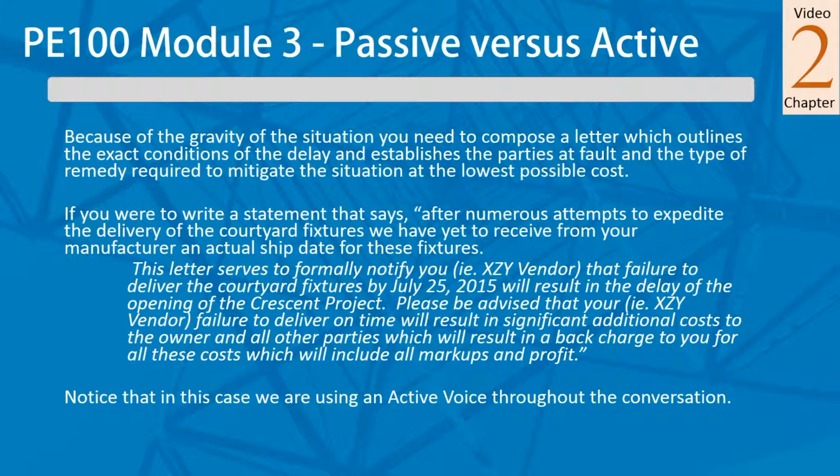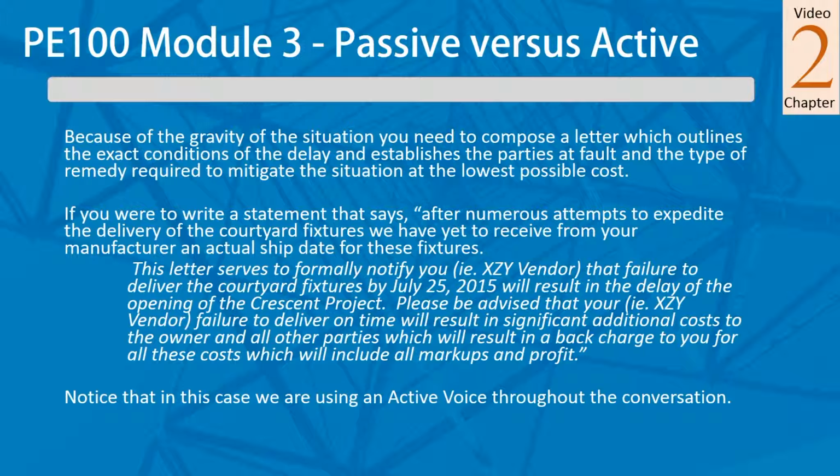This letter serves to formally notify you, meaning XYZ vendor, and you would put his name there, that failure to deliver the courtyard fixtures by a certain date will result in a delay of the opening of the project, right? And you've named the project. There, that's as active as you get.